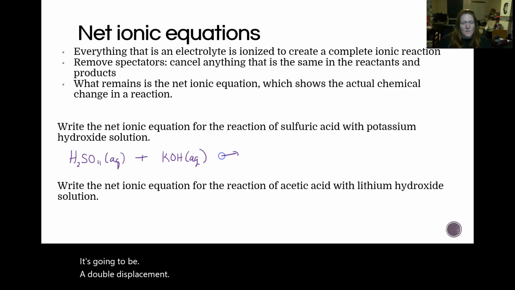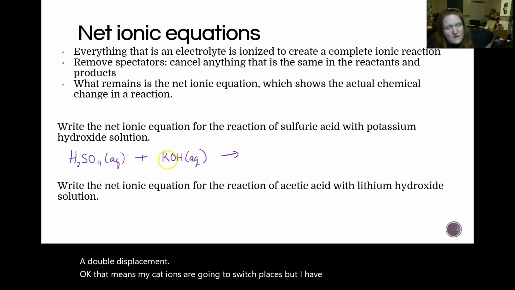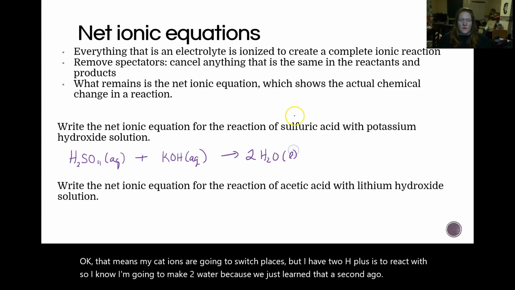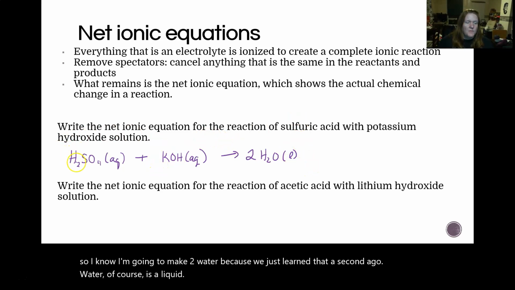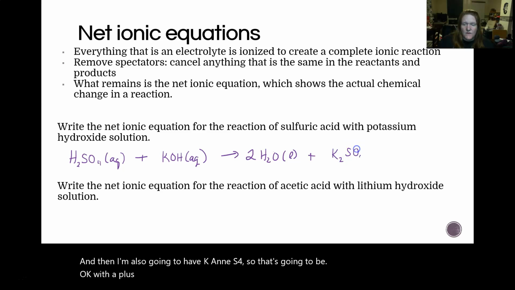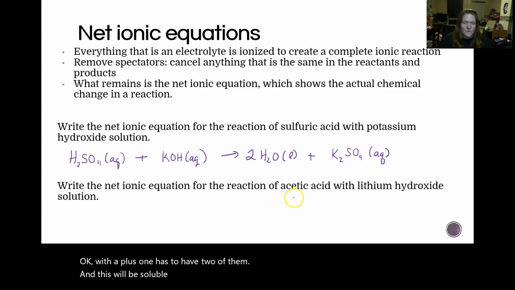Okay, that means my cations are going to switch places, but I have two H pluses to react with, so I know I'm going to make two water because we just learned that a second ago. Water, of course, is a liquid. And then I'm also going to have K and SO4, so that's going to be a K with a +1, has to have two of them. And this will be soluble because potassium is always soluble.